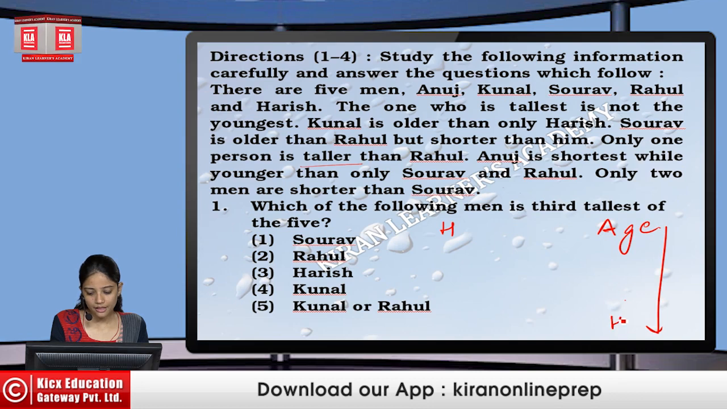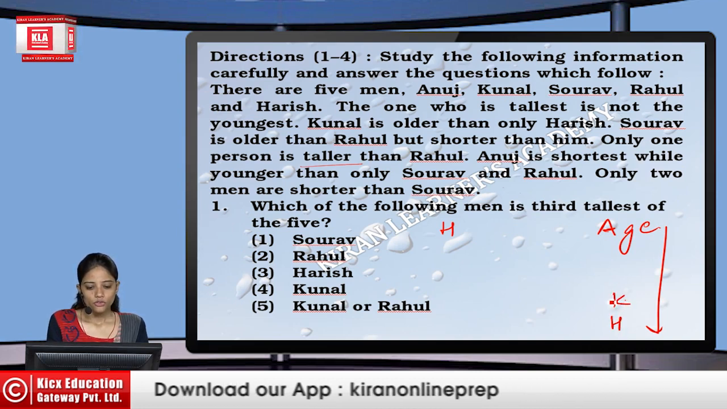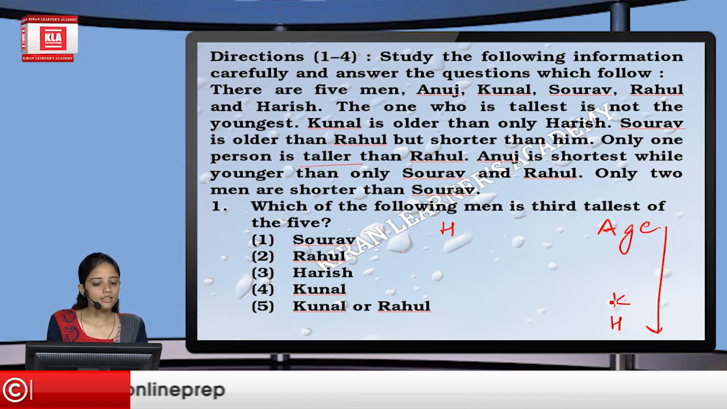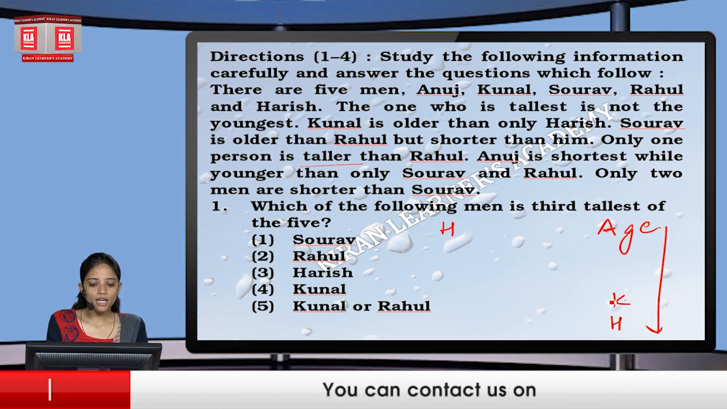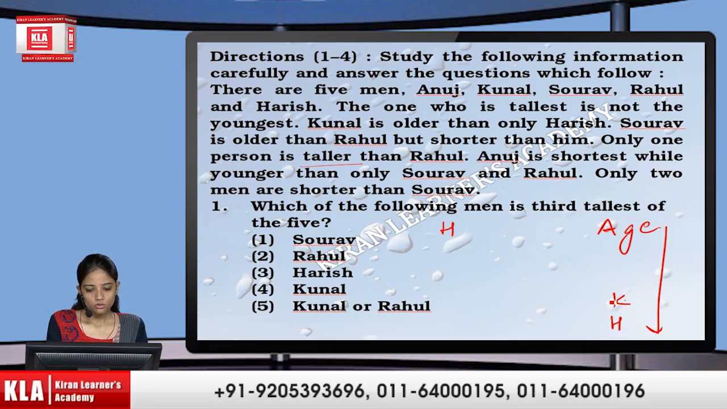Means Harish is there and Kunal is there. This part shows that we don't have any other person older than Kunal. Then Saurabh is older than Rahul.